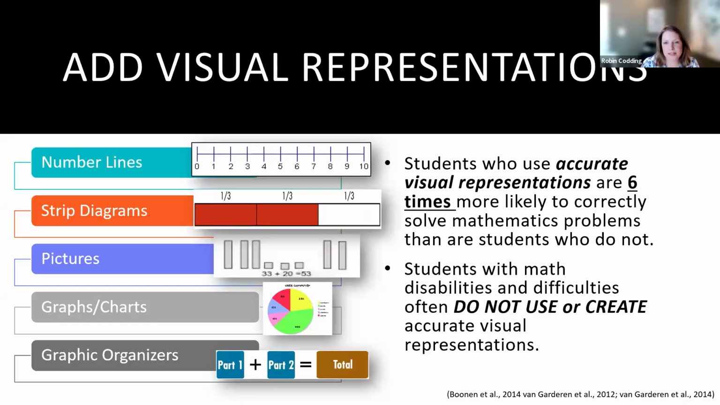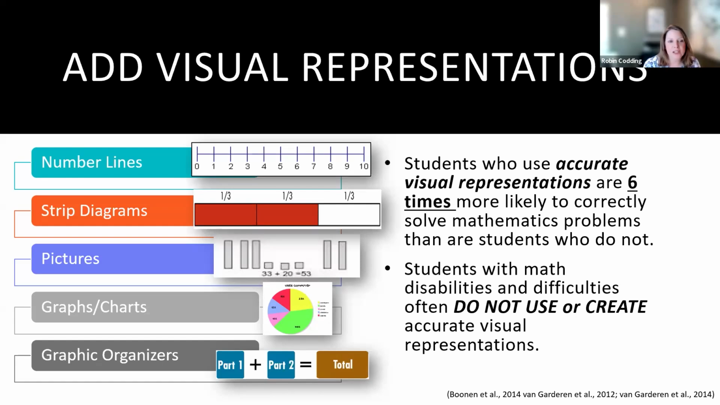We can also add visual representation. We know that students who use accurate visual representations are 6 times more likely to correctly solve mathematics problems than are students who do not. We also know that students with math difficulties and disabilities do not use or create accurate visual representations. So we really want to be able to identify those appropriate visual representations and have students be using those visual representations. It allows us to integrate conceptual understanding by using these visual representations.